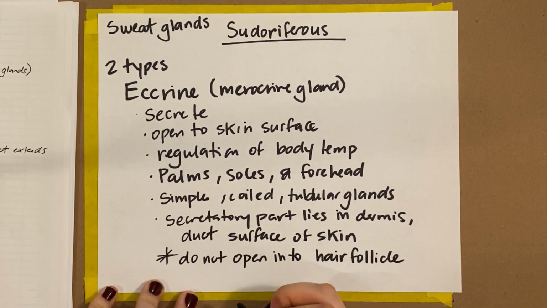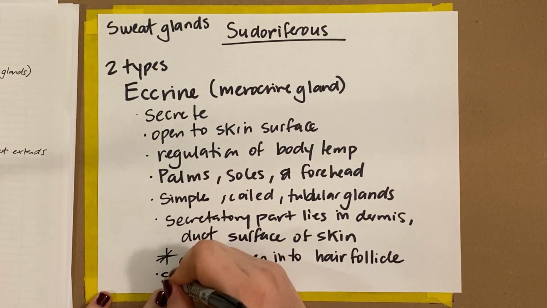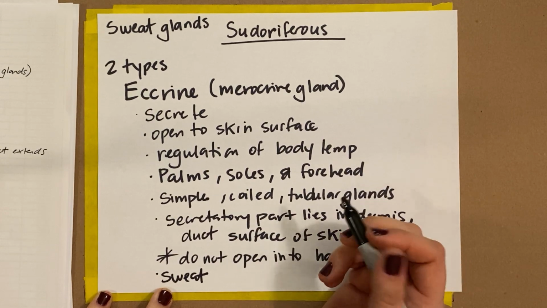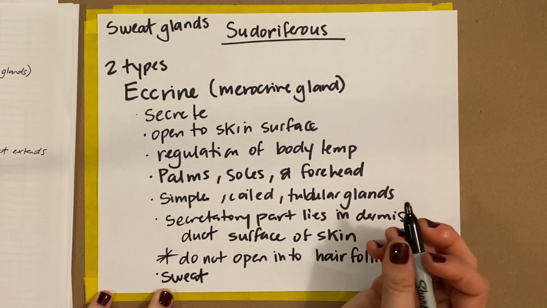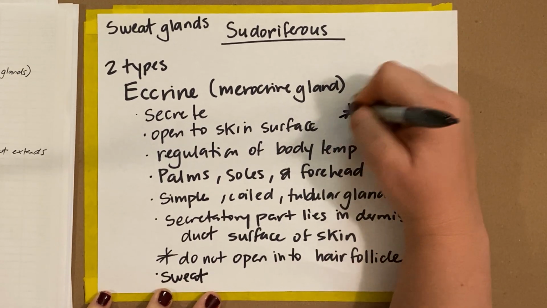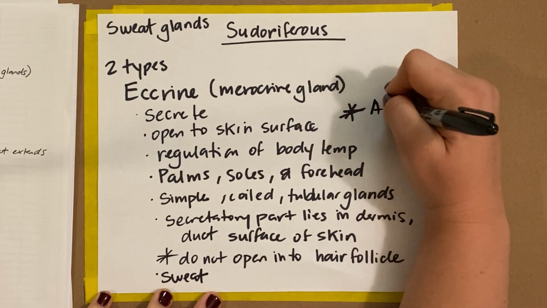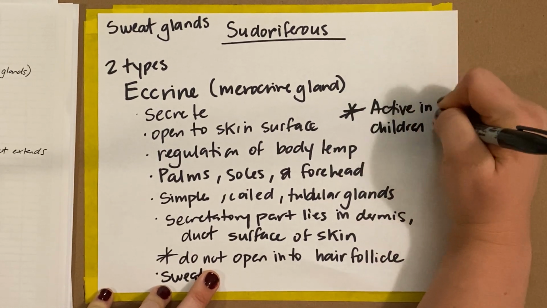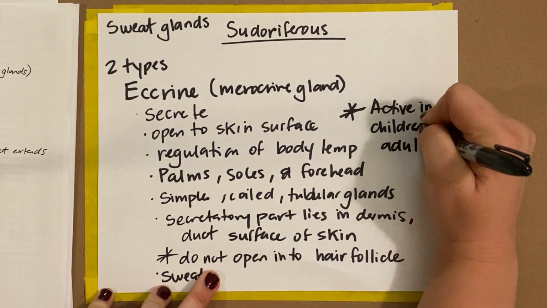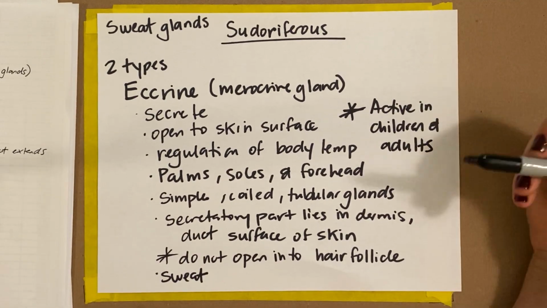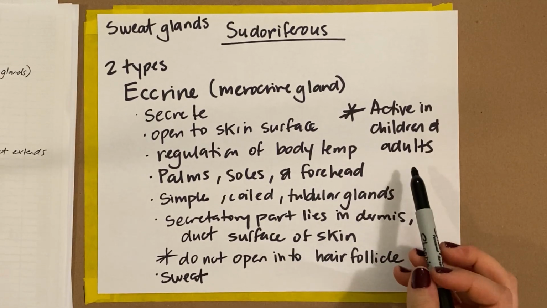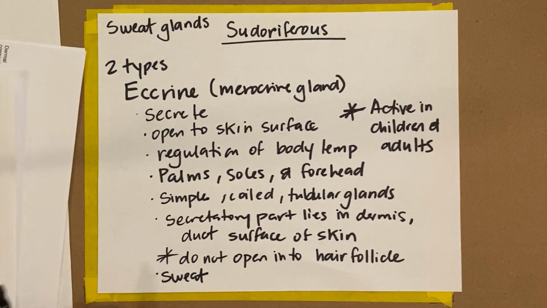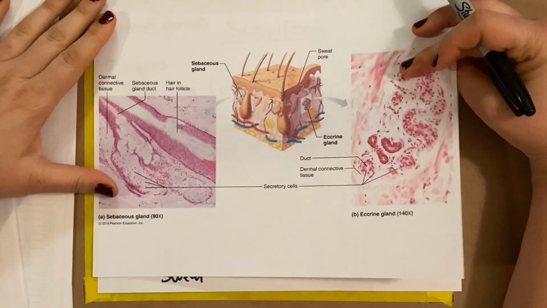Okay, they are going to release sweat, which is mostly water. It's about 99% water, but it also has a little bit of salt. And a very big point of this, I ran out of room, is that these are active in children and adults. Okay, so we're going to talk about a different type that's not active in children.